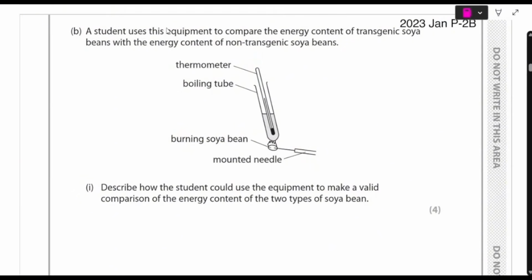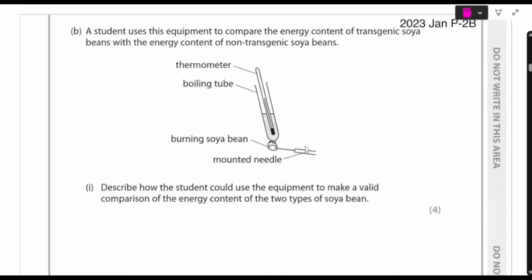A student uses this equipment to compare the energy content of transgenic soybeans with the energy content of non-transgenic soybeans. Describe how the student could use this equipment to make a valid comparison of the energy content of the two soybeans. So this is the method. We are burning the soybean and measuring the temperature increase, with which we will calculate the energy released, or the energy of the soybean.